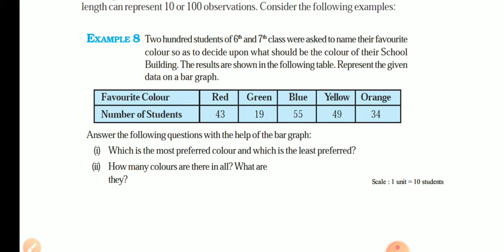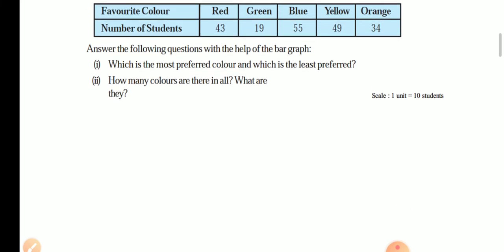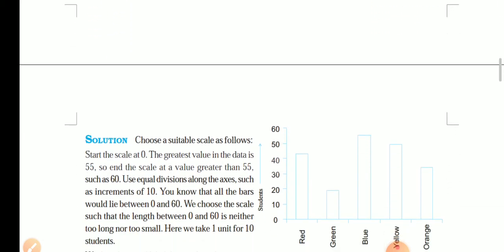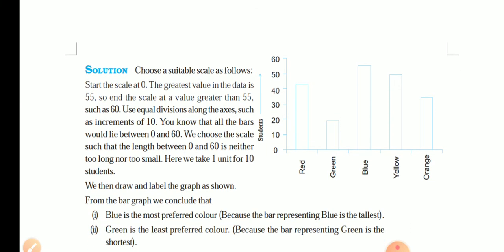You have to answer these questions. Which is the most preferred color and which is the least preferred? Second, how many colors are there in all? What are they? Now we will draw the bar graph. As you can see, on the horizontal line we will write the colors red, green, blue, yellow, orange, and on the vertical line, or you can say y-axis, we are taking the number of students 10, 20, 30, 40, 50, 60.